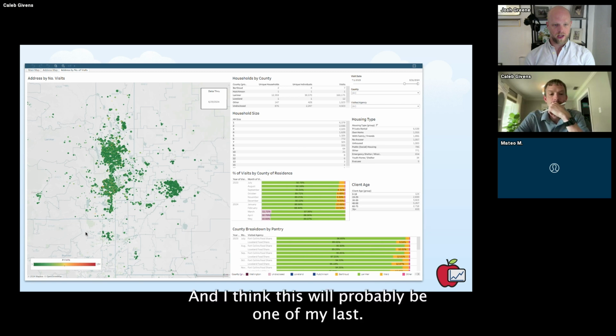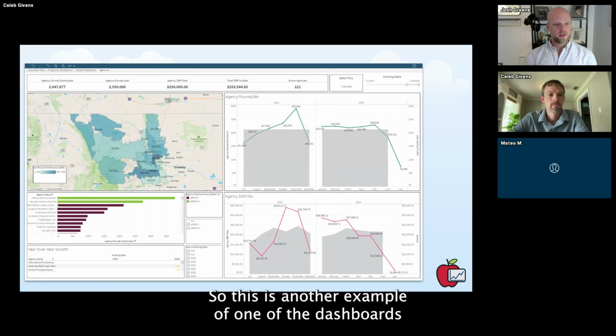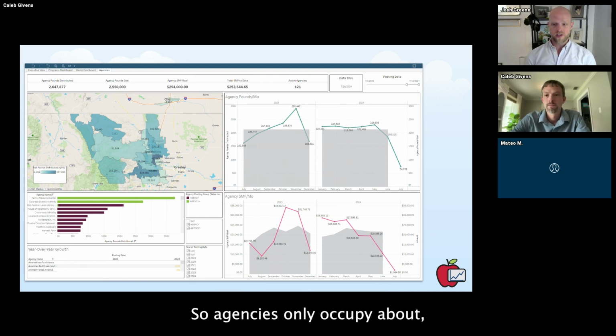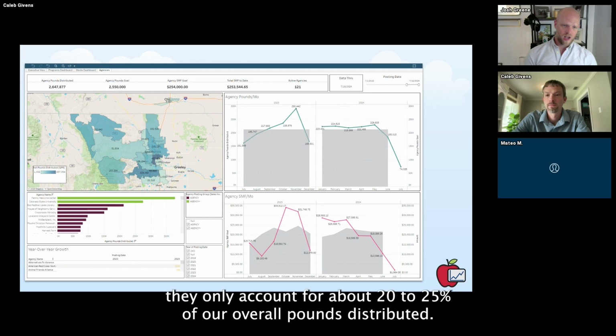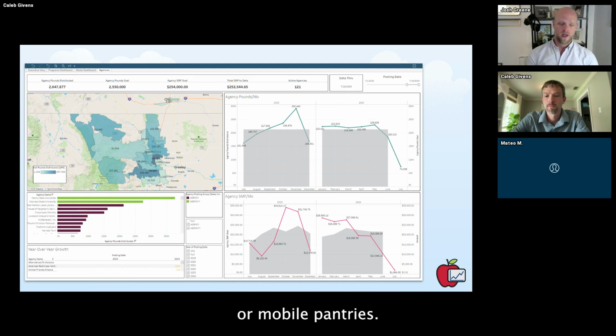Next one, and I think this will probably be one of my last. So this is another example of one of the dashboards that we track on an ongoing basis. This is just our agency dashboard. Agencies only account for about 20-25% of our overall pounds distributed. The rest is going out directly to individuals via our pantries or mobile pantries, but agencies are still a huge part of what we do.